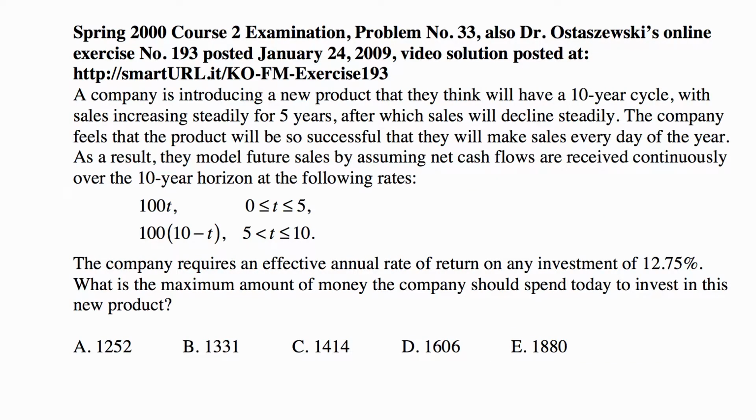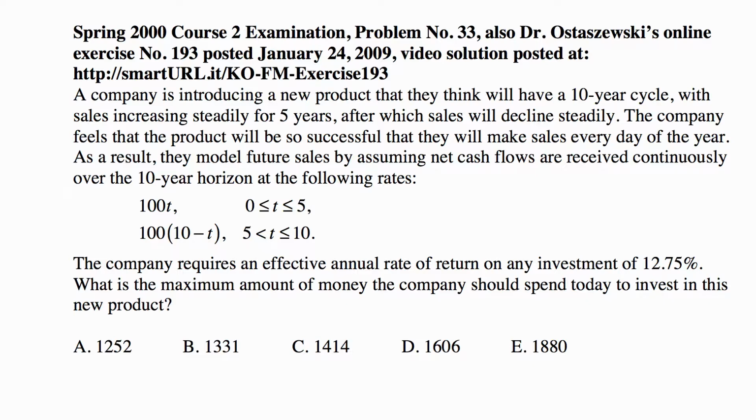Here's the problem. It's a problem in financial mathematics, Exam FM. A company is introducing a new product that they think will have a 10-year cycle, with sales increasing steadily for 5 years, after which sales will decline steadily. The company feels that the product will be so successful that they will make sales every day of the year.